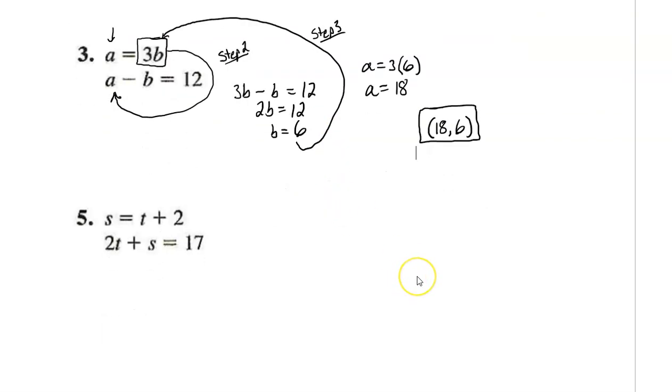Now number 5, step 1, has either of the equations already been solved for one of its variables? Yes, the first equation already has the letter s alone, so you don't need to do step 1. Step 2, take the expression that the letter s is equal to and substitute it in place of the letter s in the second equation.